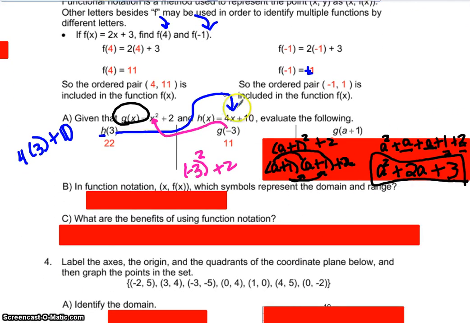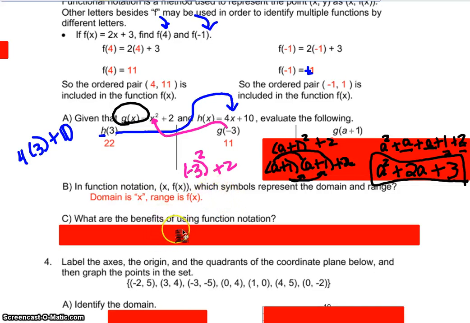In function notation, x comma f of x, which symbol represents the domain and the range? X is always your domain. F of x took the place of y, and so it is your range. Okay? Domain is x, range is f of x, because y and f of x are the same thing.